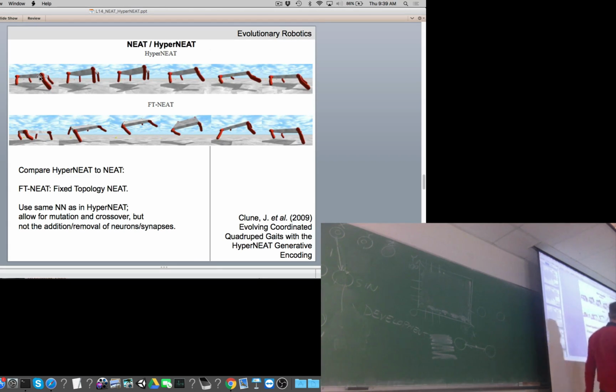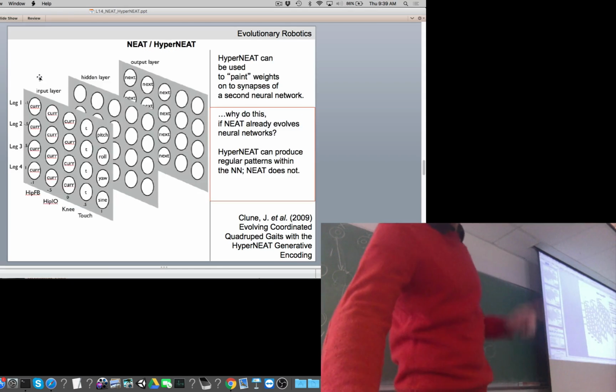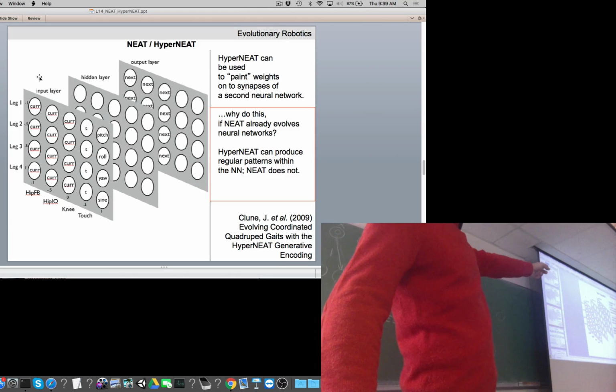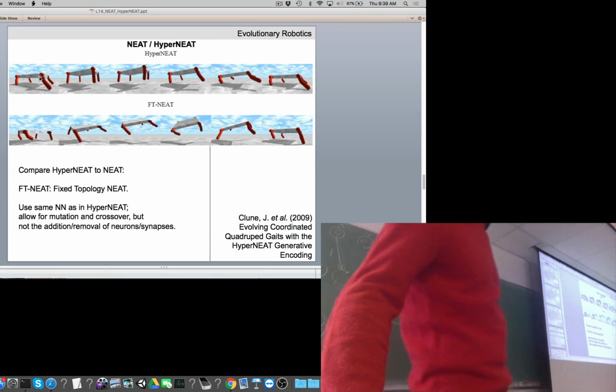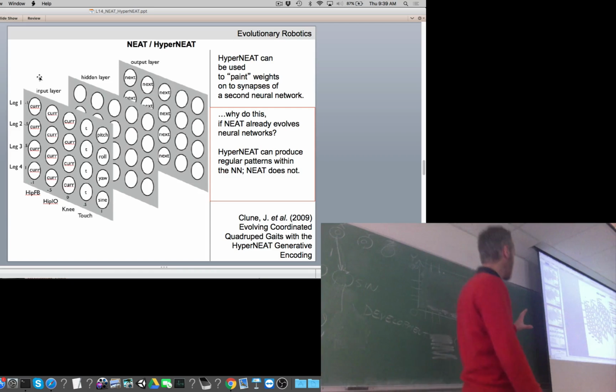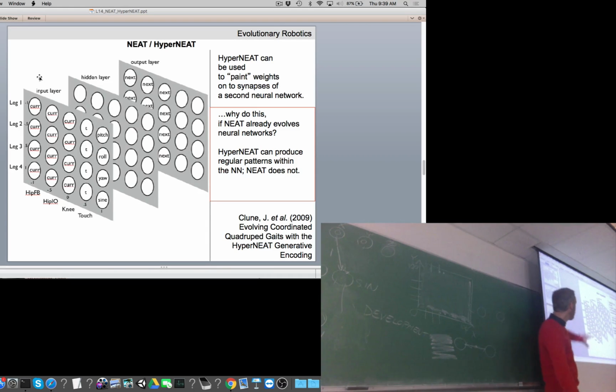This is going to use the same neural network, and by neural network they mean this neural network. So in this competing algorithm, we're just going to evolve the several hundred synaptic weights for this network in exactly the same way you're doing it in the assignments. Okay. And sorry, they're allowing for mutation and crossover, but not the addition or removal of neurons and synapses. Sorry, I misspoke. So they're evolving these networks directly, but they're using NEAT to do it. So NEAT can add and remove synapses from here, but it cannot add and remove neurons. It's just fixed with what we give it. So far, so good?